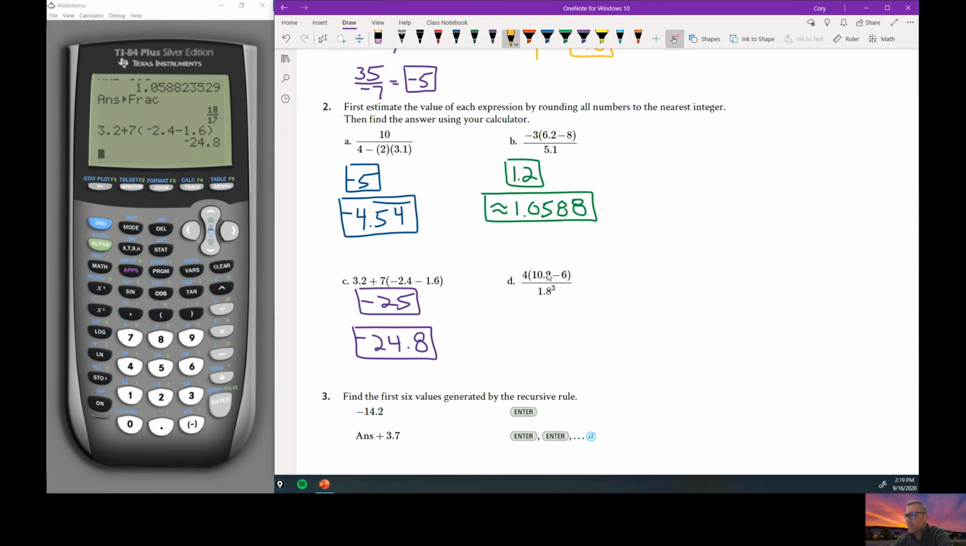All right, 10 minus 6 would be 4 times 4 is 16. Well, we're going to call this 2 cubed, and 2 cubed is 8. So 16 divided by 8 is just 2. Let's see how close that is. I think with that exponent, it's not going to be as close. So 4 times 10.2 minus 6. Hit enter. We're going to divide that by 1.8 to the power of 3, which is 2.88, about 2.88.